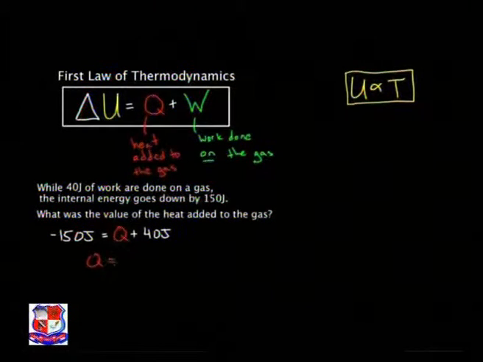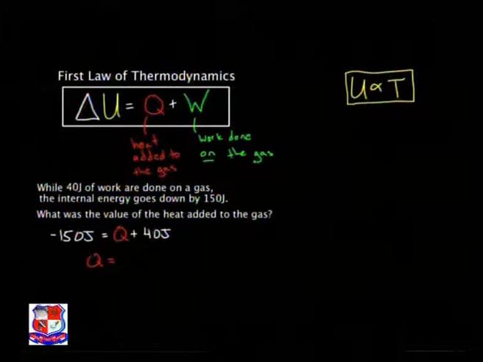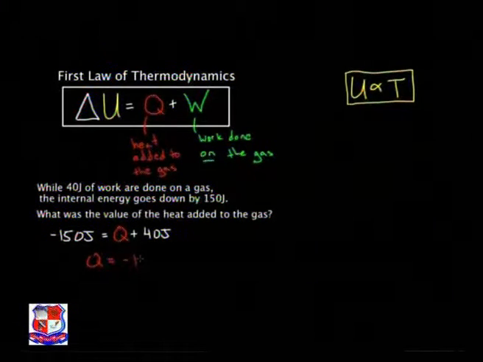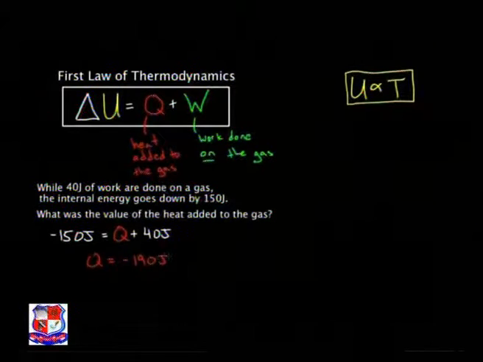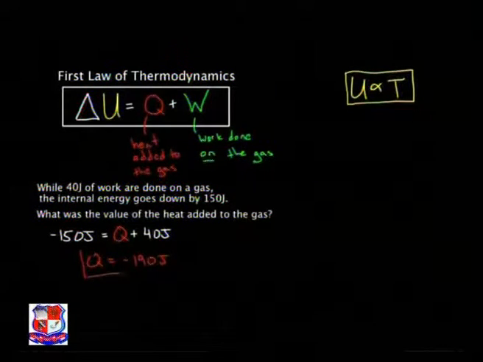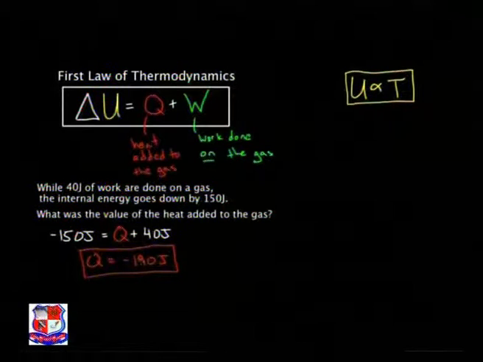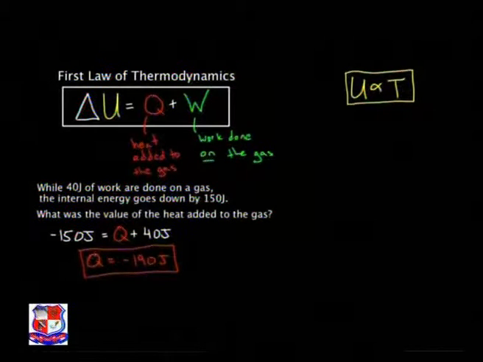The value of the heat added to the gas is going to be, if I move my 40 over here, I subtract it from both sides, negative 190 joules. This means a lot of heat left. 190 joules of heat left the system in order for it to make the internal energy go down by 150 joules. And that makes sense.